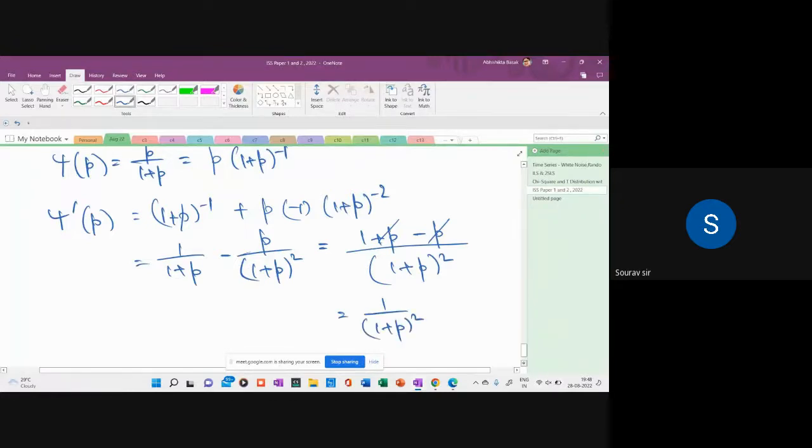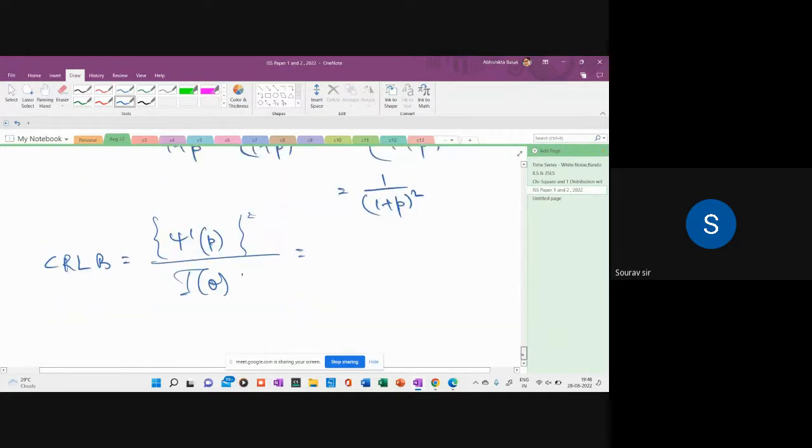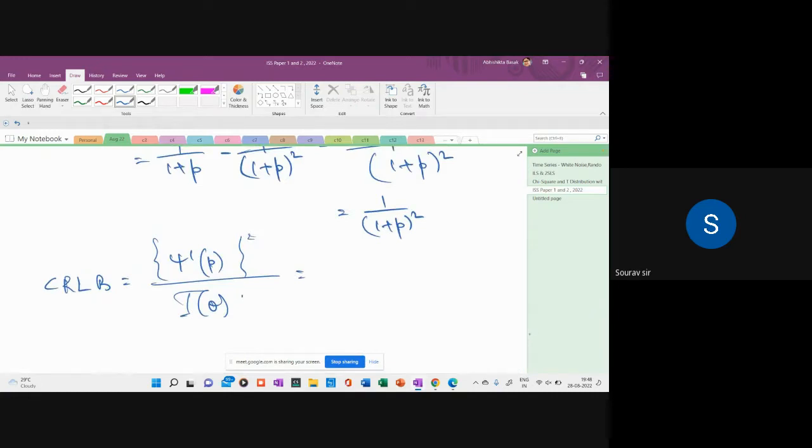So basically CRLB is phi prime p whole square by I theta. So basically we are having this. So ultimately we can find this. So we have both the values. So 1 by 1 plus p whole square by this CRLB value.